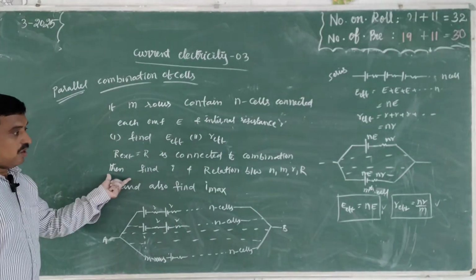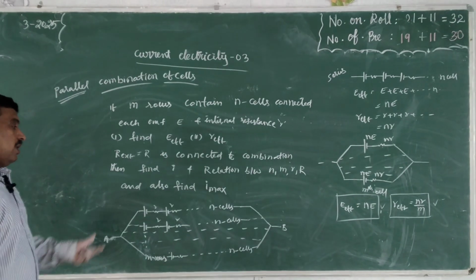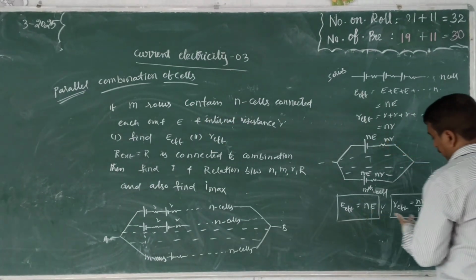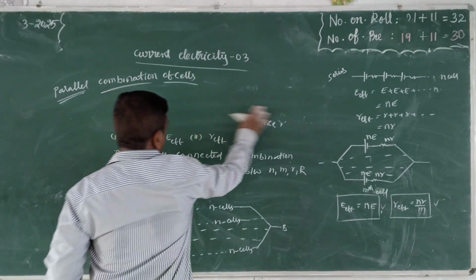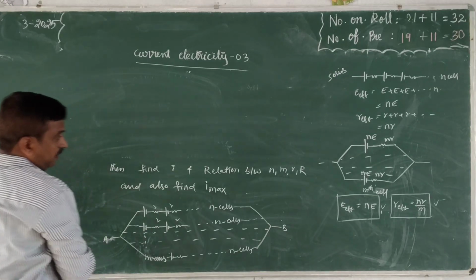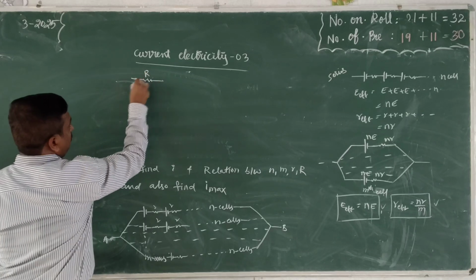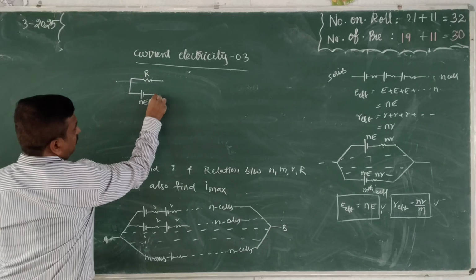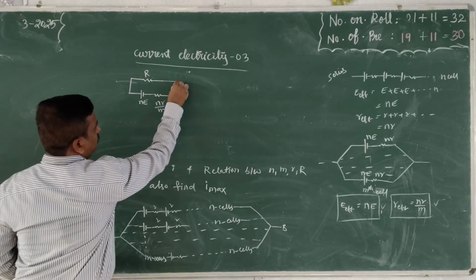Now we find I and the relation between n, m, r and R, and also I maximum when it is connected to the external resistance. This is the resultant EMF and this is the resultant resistance. Now I redraw the circuit, erasing this part. The EMF is nE, the internal resistance is nr by m, and the external resistance is R. This is the circuit.